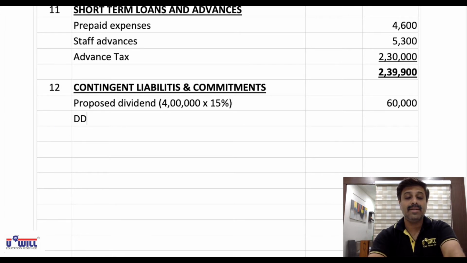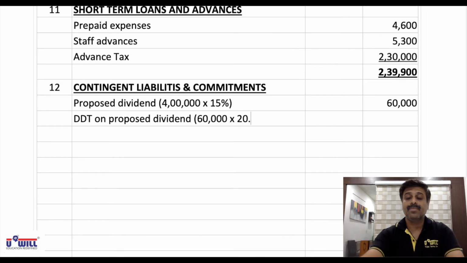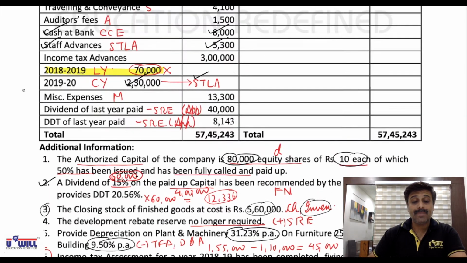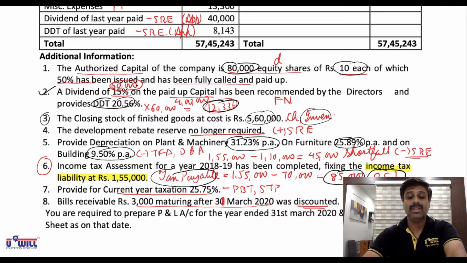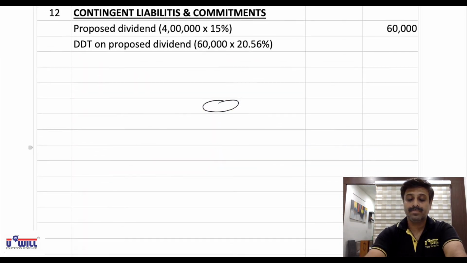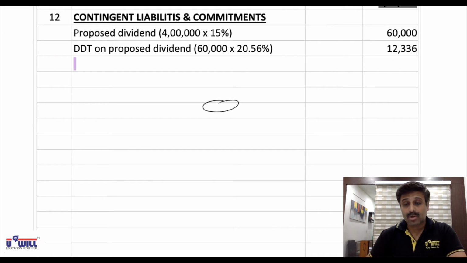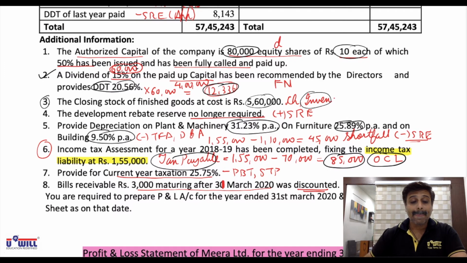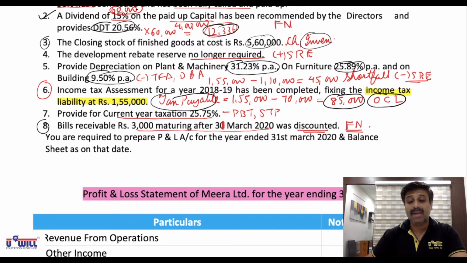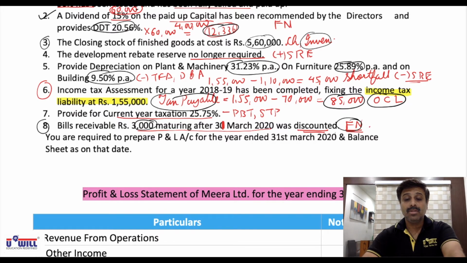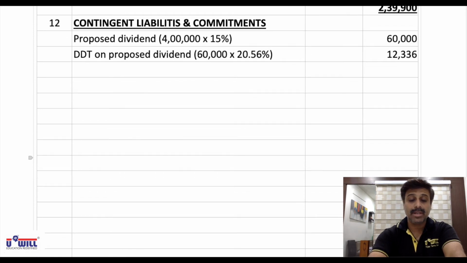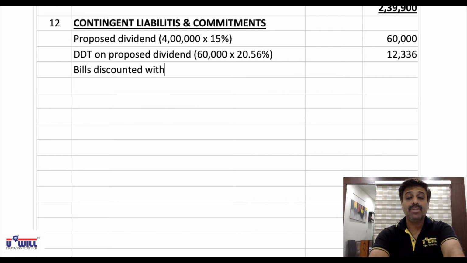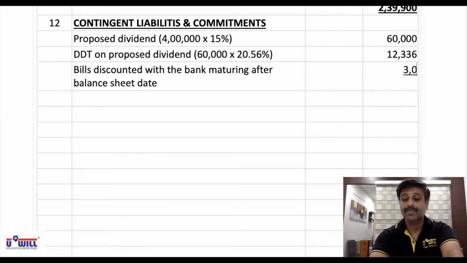And then DDT on proposed dividend: 60,000 into 20.56%, that comes to 12,336. So 12,336 will also come in footnotes. Then what other item is marked as footnotes? 8th adjustment. Bills discounted of 3,000 maturing after the balance sheet date will come in footnotes. What we write? Bills discounted with the bank maturing after balance sheet date, 3,000. So 60 plus 12, 72 plus 3, 75,336.